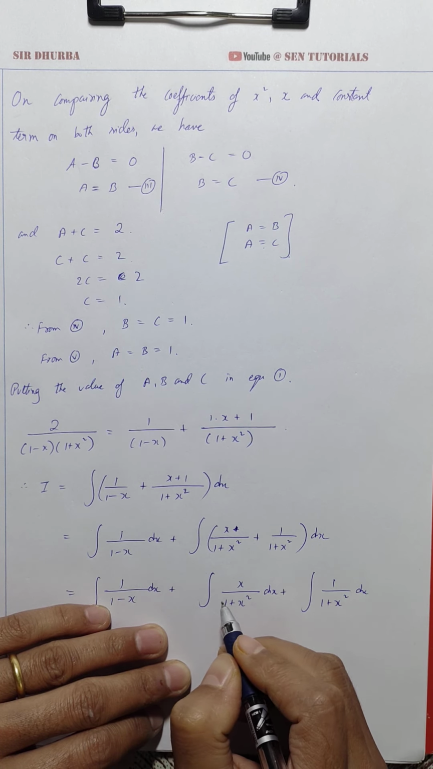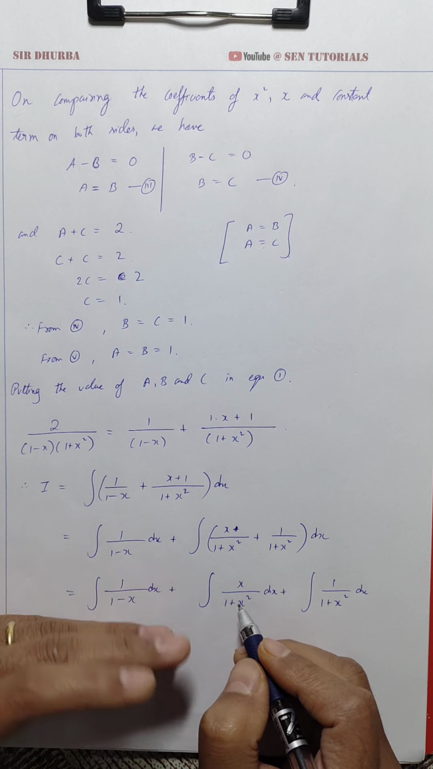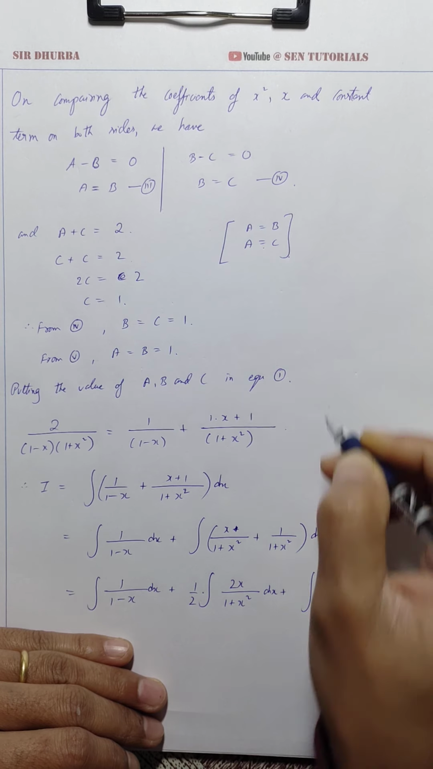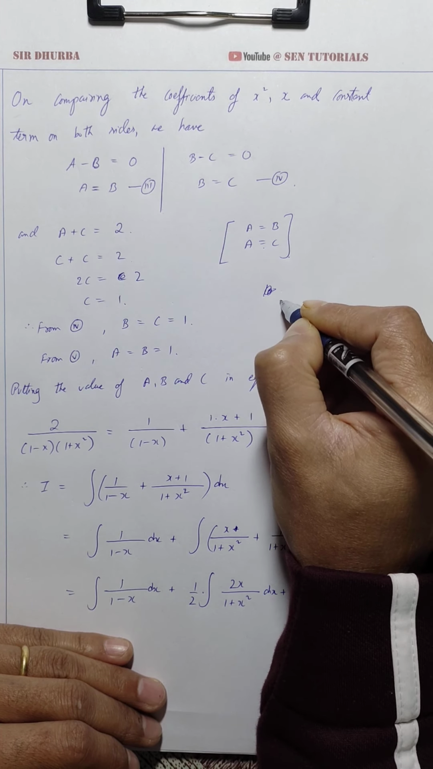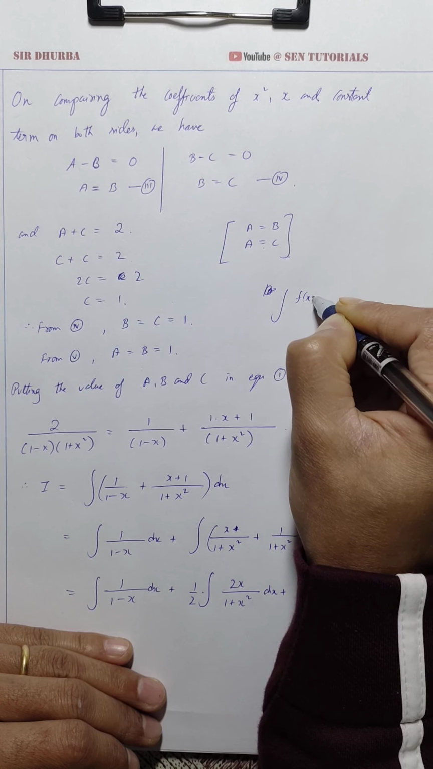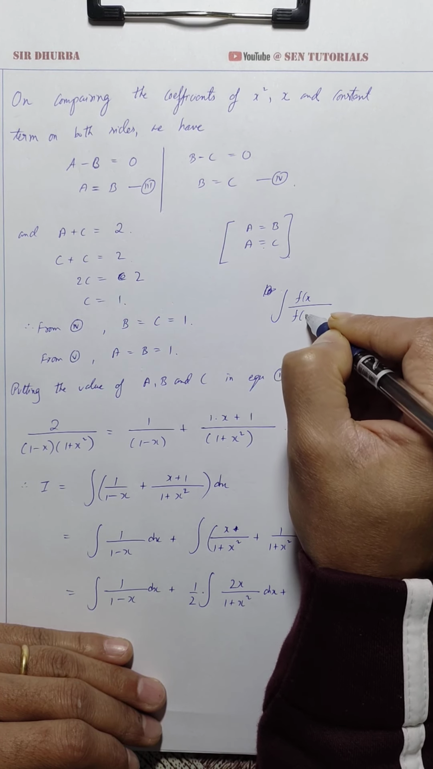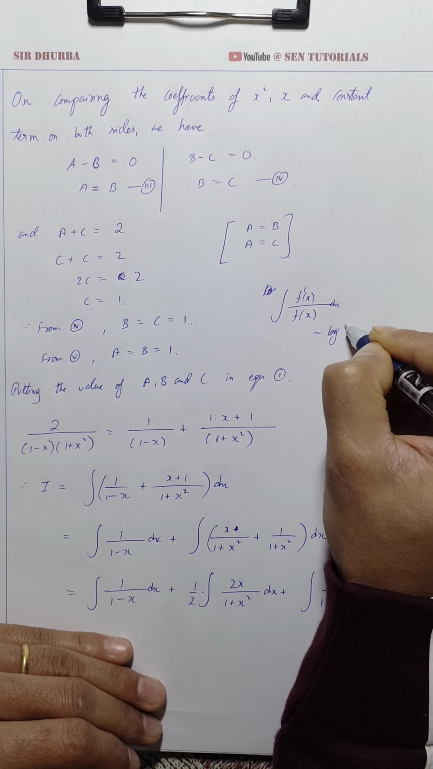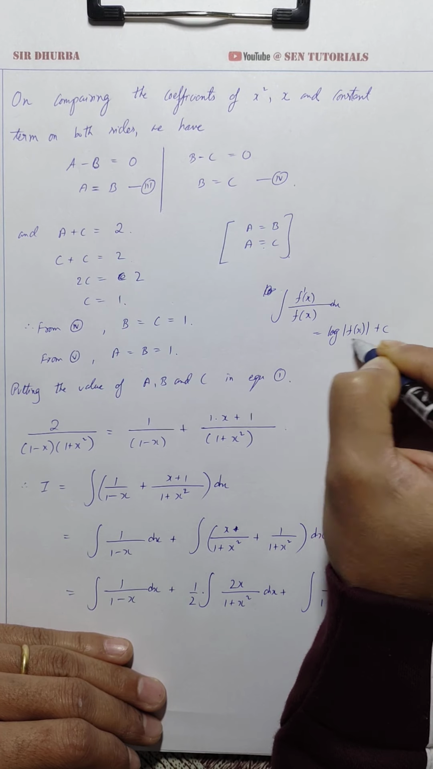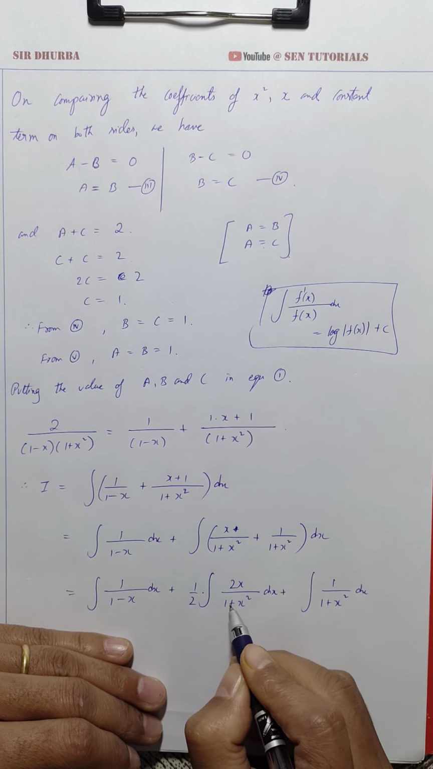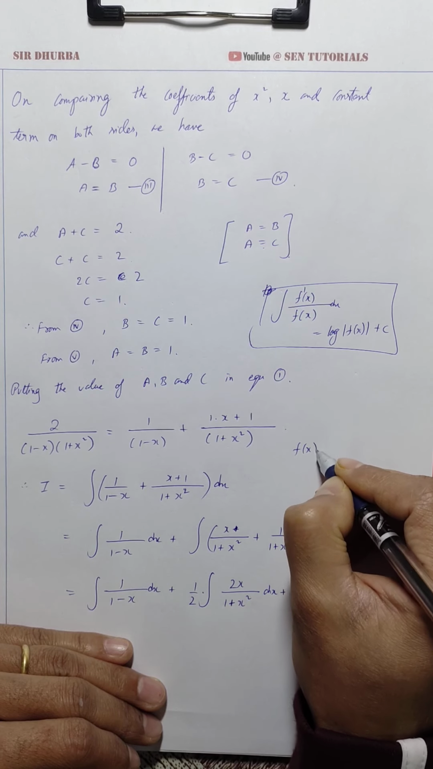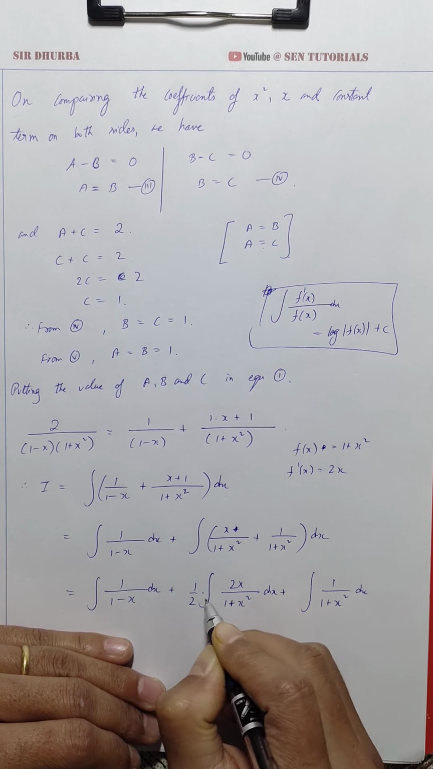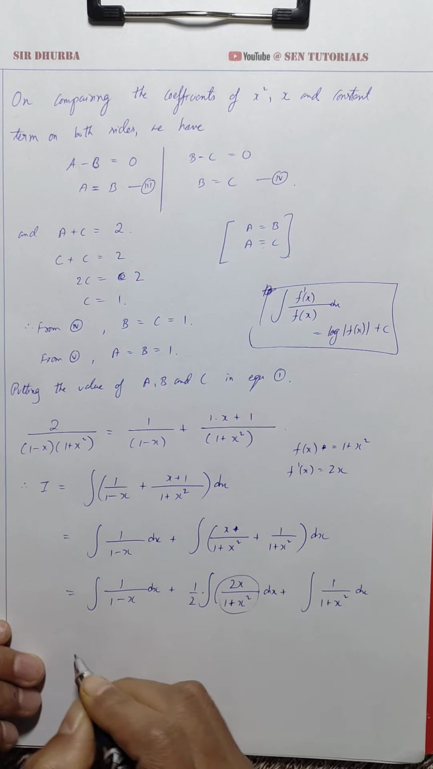Here, no need to apply substitution, we can do it directly. I'll just multiply and divide by 2, then the problem is solved. Because if you remember, I had given you one formula: if you have a function in the denominator and its derivative in the numerator, then the integral is log of f of x. What is the function here? f of x is 1 plus x square and its derivative is 2x. So just multiplying and dividing by 2, the picture is complete. So now we can solve.